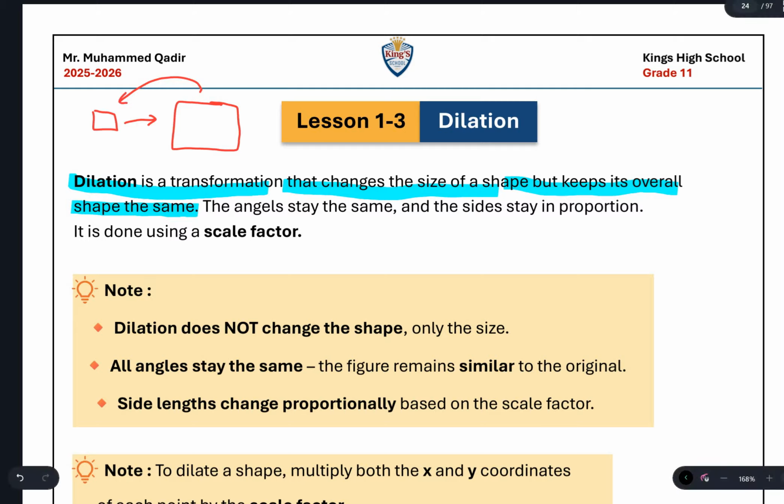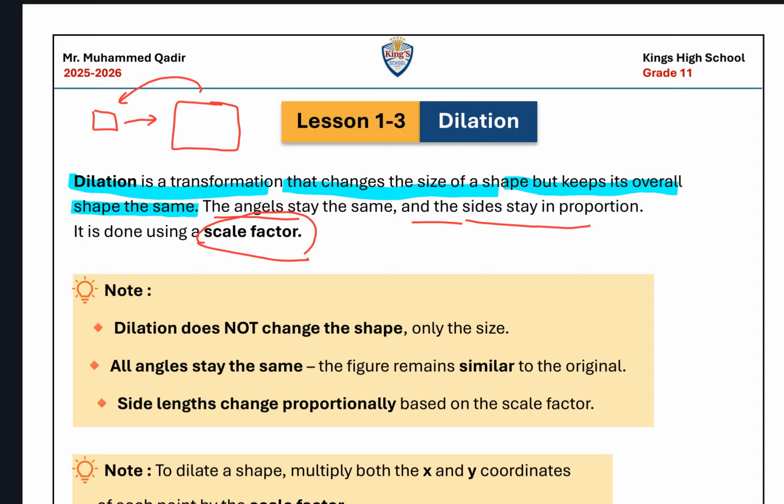We have some important notes that you need to know about dilation. But before the notes, we have something called the scale factor. The angles stay the same, and the sides stay the same in proportion using the scale factor. What is the scale factor? It's a value we call k. If k is greater than 1, this is called enlarging. We enlarge the shape. But when k is less than 1, this is called reducing.